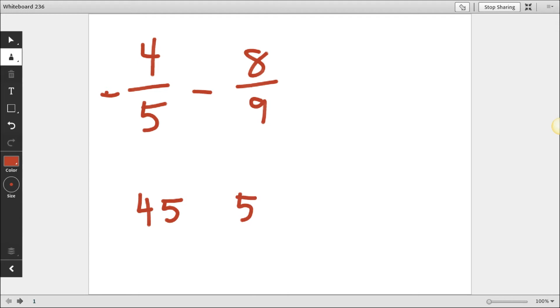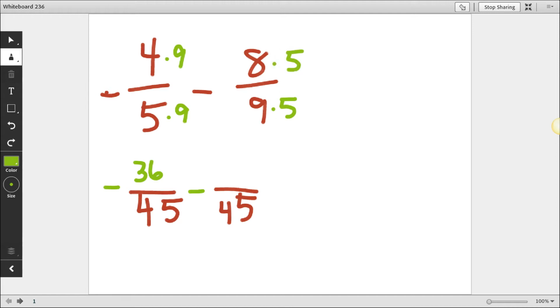So I'm going to make my common denominator 45. Now what do I do here? I have to multiply this and this by a number to get 45. Well, what do I multiply 5 by? Multiply by 9. So I do the same thing here. That's going to give me 36 right there. And then I multiply 9 by 5, and that's going to give me 40.